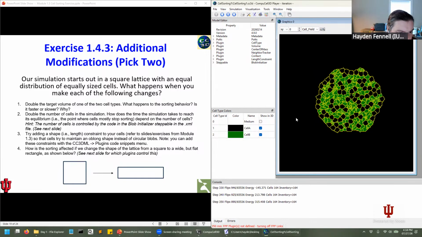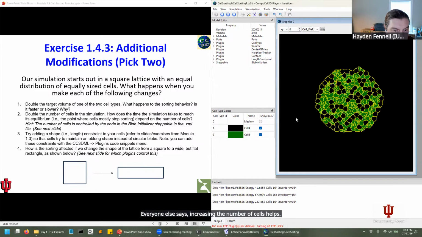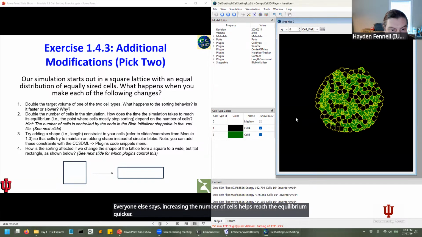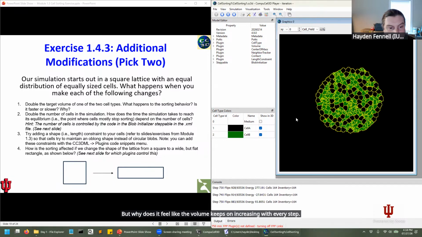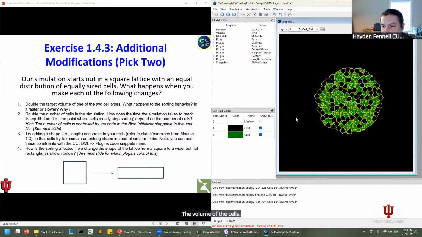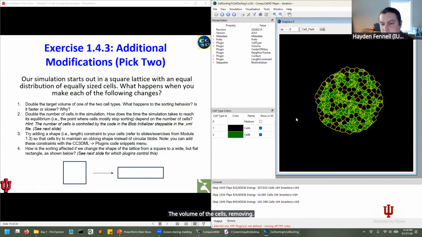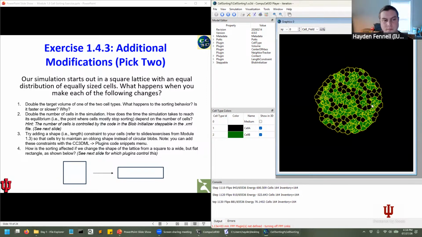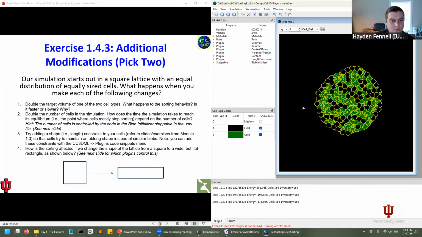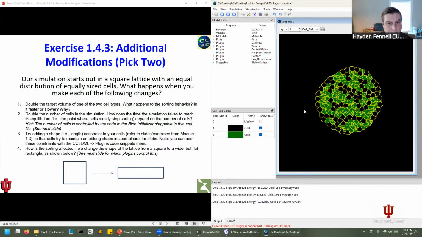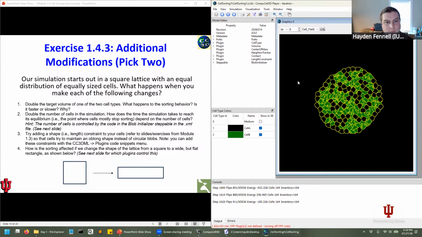Ramasa says, increasing the number of cells helps reach the equilibrium quicker. Why does it feel like the volume keeps on increasing with every step? The volume of the cells, Ramasa? Ah, volume of the entire blob.